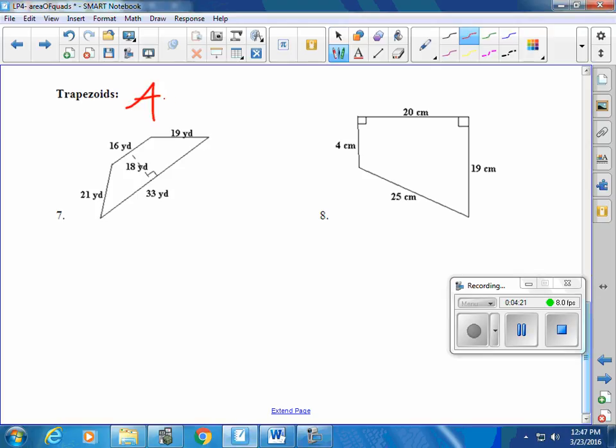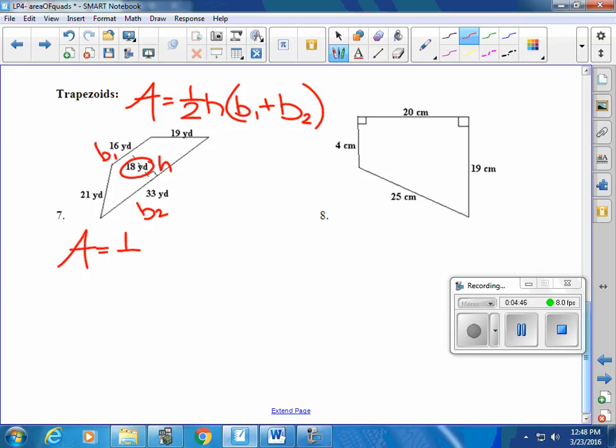So we've got this formula, area equals 1/2 height times the quantity base 1 plus base 2. So first thing we have to do is pick out all of these things. So remember, the height will have a right angle on it. It will be perpendicular to the two bases, meaning it forms a right angle with the two bases. So we have base 1 and base 2 always attached to the height. Remember, it doesn't matter what order you put base 1 and base 2, and then we're going to plug into the formula. So area equals 1/2 times 18 times the quantity 16 plus 33.